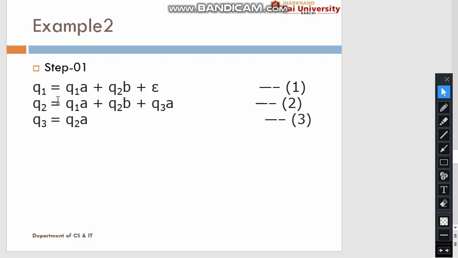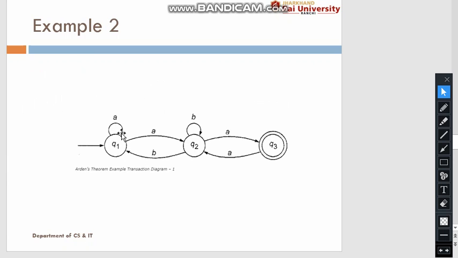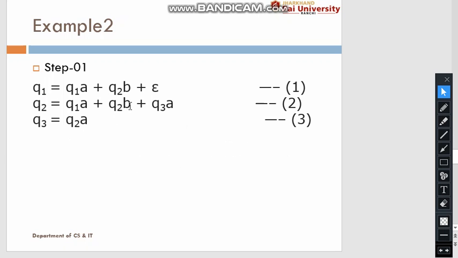So we can write the equation as q1 equal to q1a plus q2b plus epsilon, because q1 is my initial state. So whenever there is an initial state, we add an extra symbol, that is epsilon. And you can see that there are two arrows coming to q1, q1a and q2b. Similarly, we will write for q2 and q3.